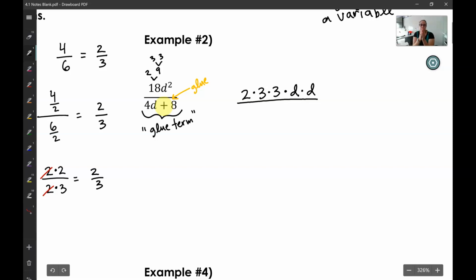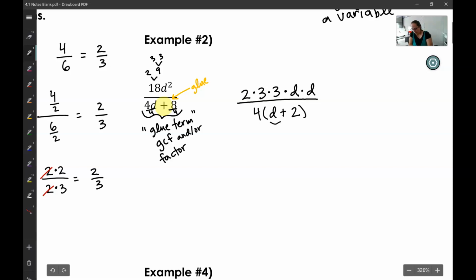Because it has that plus or minus glue in it. Anytime you have a glue term, you're going to want to check for GCF and/or factor it. So I'm going to see if I can take a GCF out of that. And I can. They have a 4 in common. So I'm going to take that GCF of 4 out. And if you remember, whenever we say take out, we actually mean divide. So 4D divided by 4 is a D, plus 8 divided by 4 is a 2.